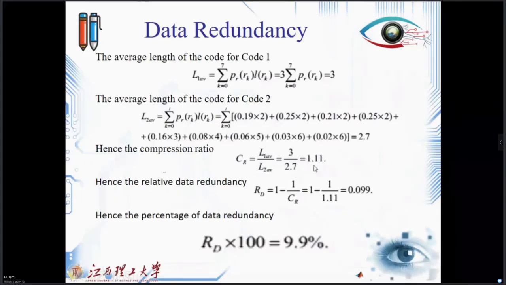And then the relative data redundancy, RD, is 1 minus 1 divided by CR, which we already calculated, and it becomes 0.099. And if you want the percentage, we have 9.9 percent data redundancy of the mentioned data.